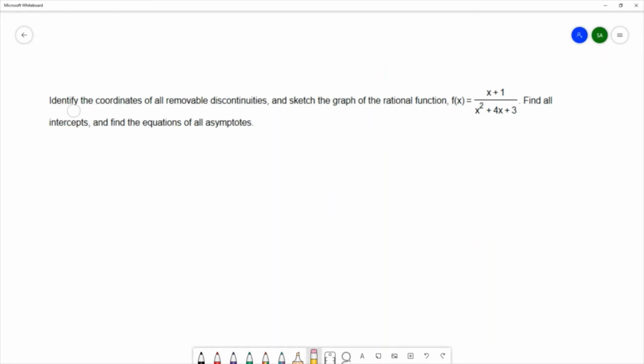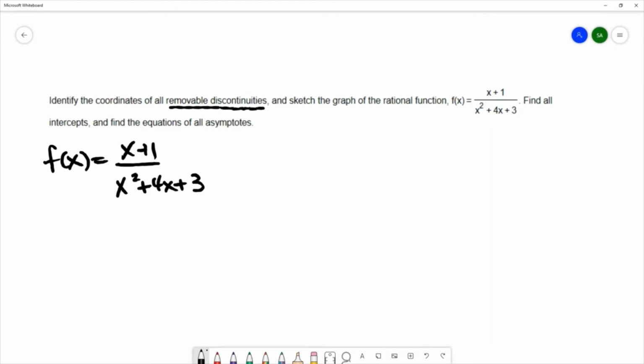For this question, we want to identify the coordinates of all removable discontinuities and sketch the graph of the rational function f of x equals x plus 1 over x squared plus 4x plus 3. We want to find all x-intercepts and the equation of all asymptotes. So for our function f of x equals x plus 1 over x squared plus 4x plus 3, we'll start off by looking for the location of any removable discontinuities.